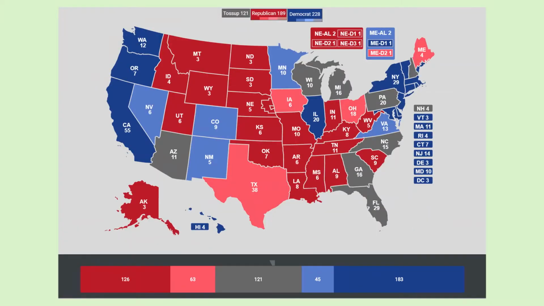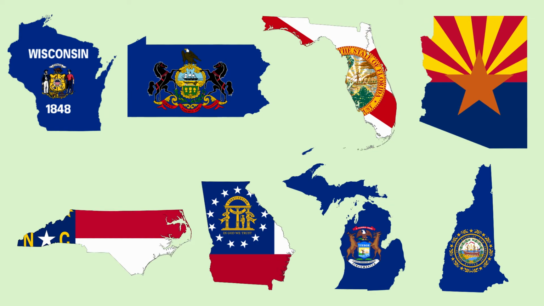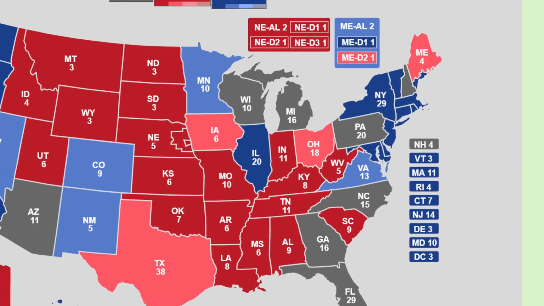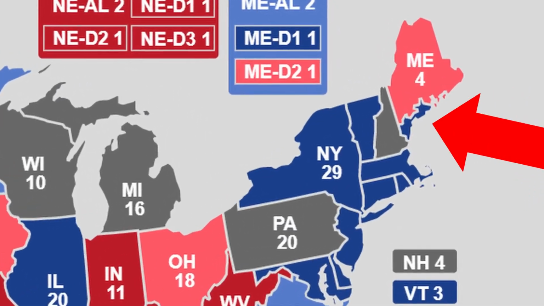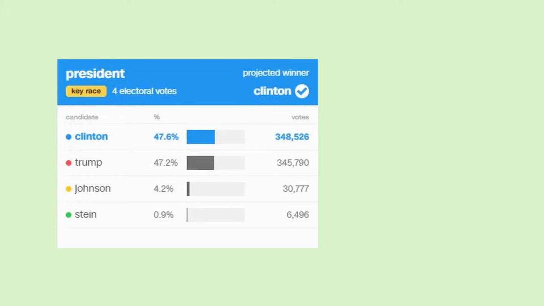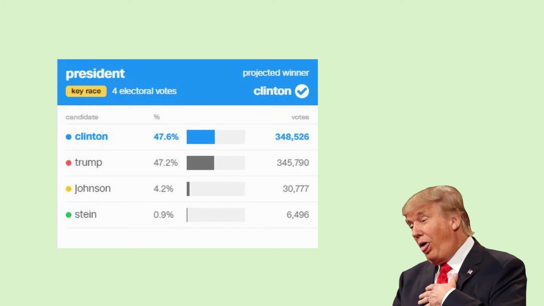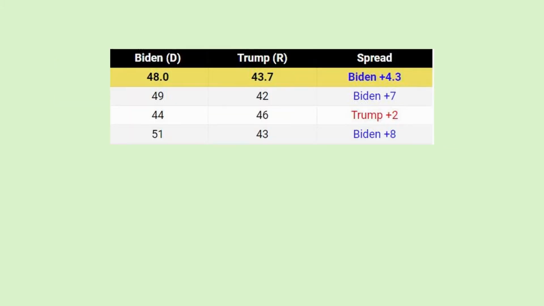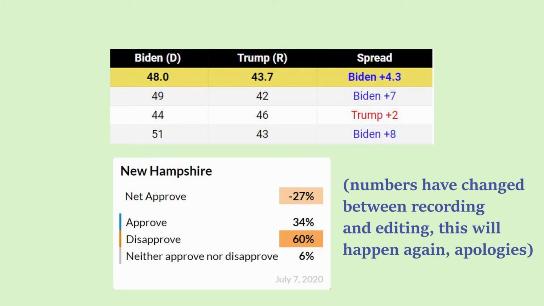The remaining states, which together account for 121 electoral votes, are in close contention for both campaigns. It is in these 8 battleground states where the election will be decided. We find the first battleground state in the Northeast, New Hampshire. Clinton edged out the state by fewer than 3,000 votes in 2016. However, polling greatly favors Biden as the current favorite. Trump has a negative 20% approval rating in the state compared to a +1 when he entered office in 2017.